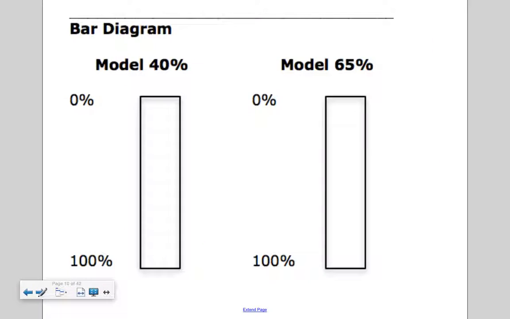So now that we understand this a little more, if I give you just a single bar like this, can you model 40%? Well, I know 50% is right here. That's half. So 40% will go from here to here. Next one. Model 65%. Well, I know 50% is here. So 65% is just a little more than half. So this will probably be 65%.